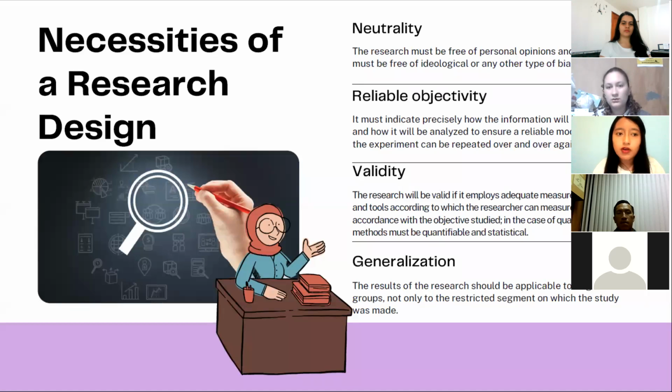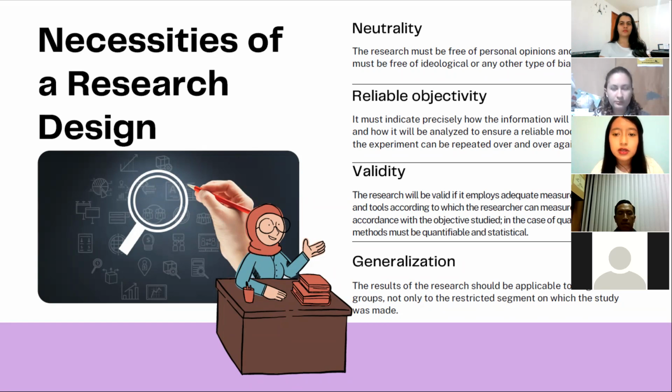Necessities of a research design. Neutrality. The research must be free of personal opinions and its results must be free of ideological or any other type of bias. Reliable objectivity. It must indicate precisely how the information will be collected and how it will be analyzed to ensure a reliable model, so that the experiment can be repeated over and over again.